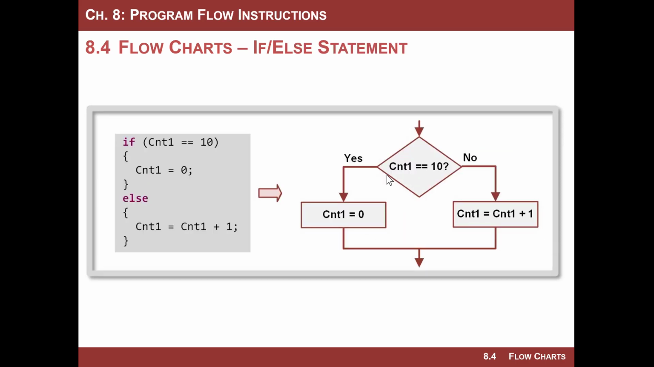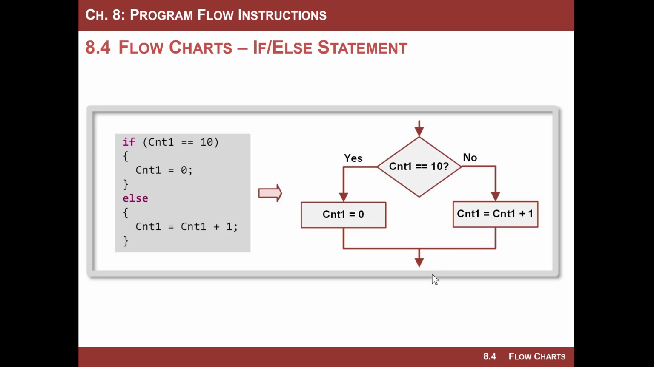Okay. Another very common one is an if-else statement. So consider this. This is our if-else code in C. If count1 is 10, do this statement. Otherwise, do this statement. So this one's kind of simple. You're going to check the question: is count1 equal to 10? If it is, go this way. If it's not, go this way. And then you can put the different functionality in these little process blocks. Then you either do this one or this one, and then you exit.